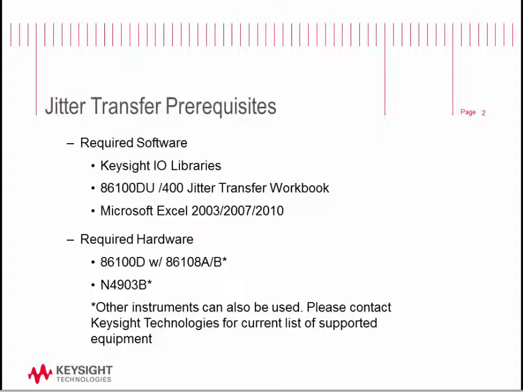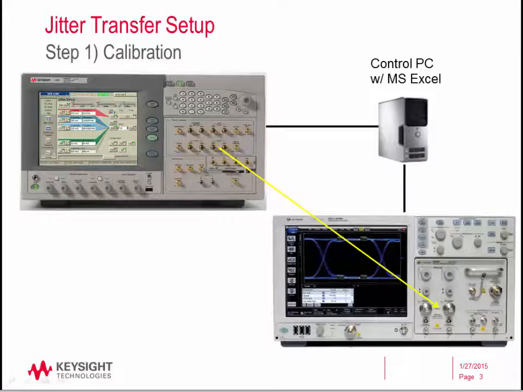The jitter transfer measurement is a two-step measurement. The first step requires that we calibrate the jitter transfer, and so we connect the JBERT directly to the input of the 86108. The Excel workbook located on the control PC automatically steps the JBERT through each of the modulation frequencies that we're going to inject onto the data signal in order to characterize the jitter transfer response of the device.